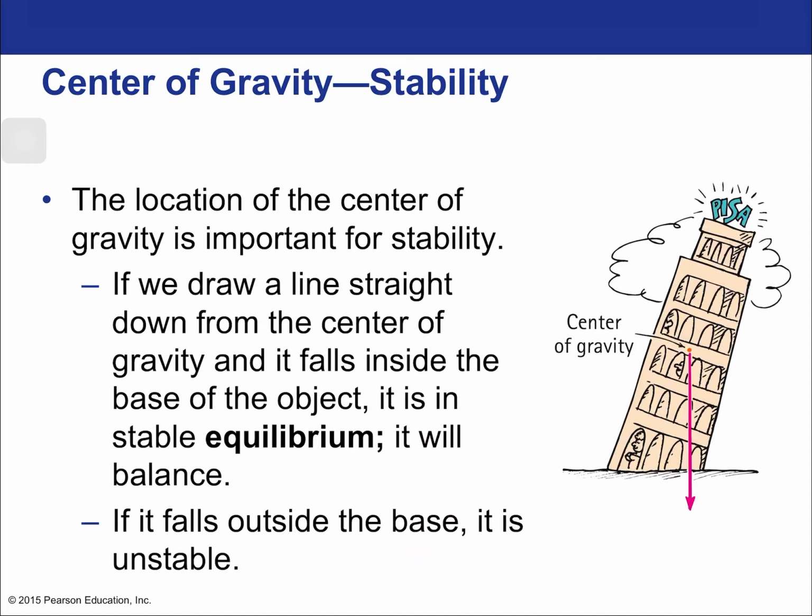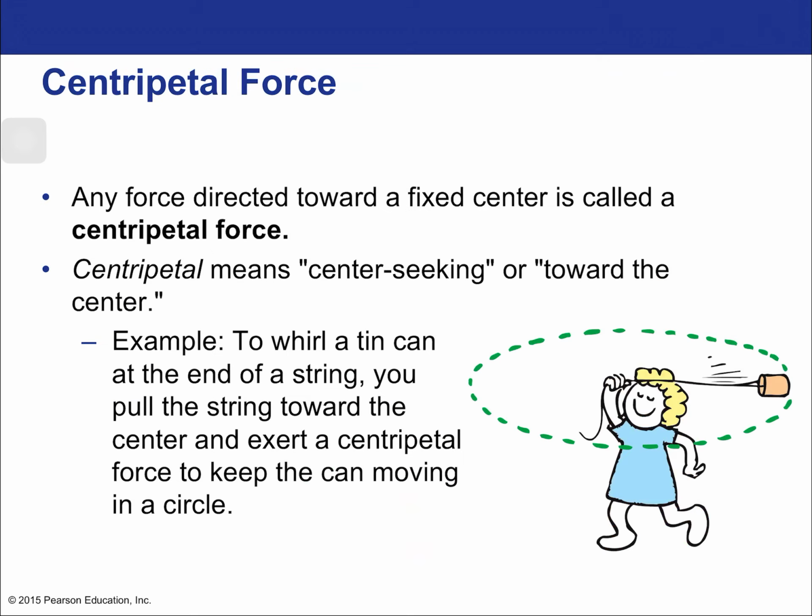So, right, the Leaning Tower of Pisa, the center of gravity is still above basically the foundation of the building. Thus, the tower is still stable, just tilted. Okay, so moving on to our next topic, centripetal force.